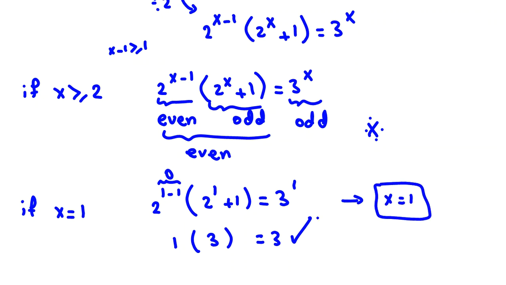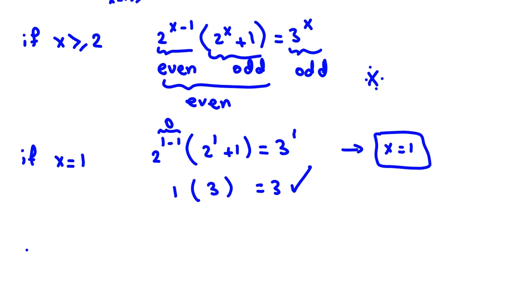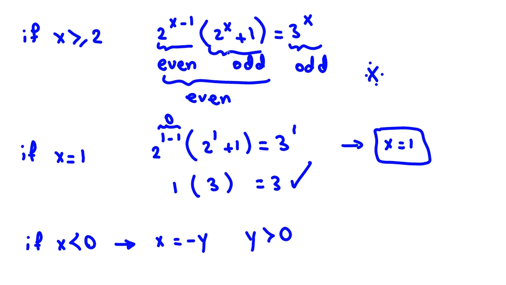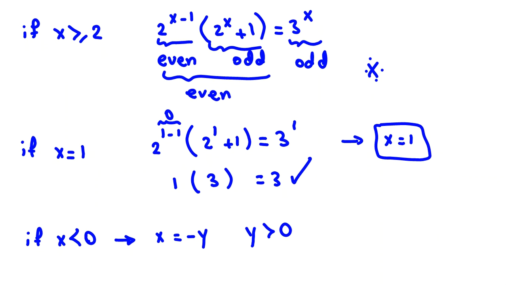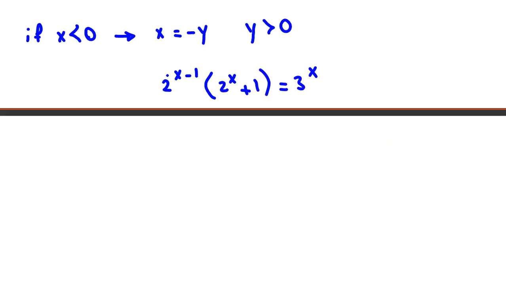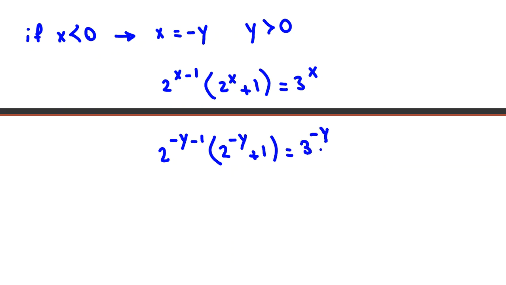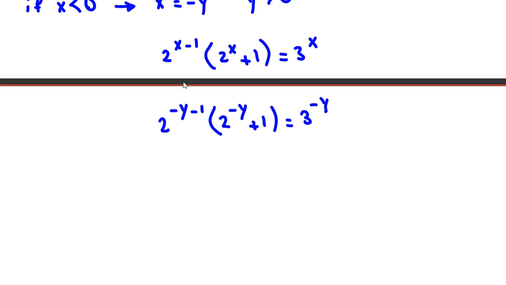Now we consider if x is negative. If x is less than 0, we can say x equals negative y, where y is greater than 0. Our equation, if I write it again, is this. Now let's replace x with negative y. So it will be 2^(-y-1) · (2^(-y) + 1) = 3^(-y).